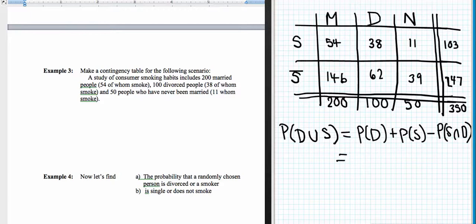the same numbers. So the probability of being divorced, well, there were 100 divorced people out of 350 people. So 100 out of 350. And then plus the smokers, that's 103 smokers out of the 350 people. And then we've got to subtract out the people that we counted twice when we added all these up. And that would be the 38 out of 350 that were both divorced and smokers. And so that's what we have there.